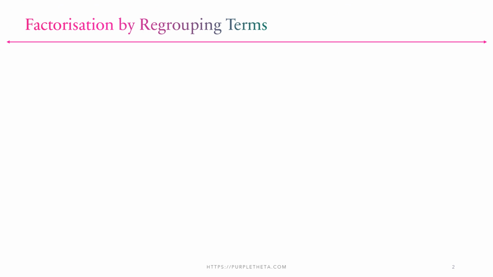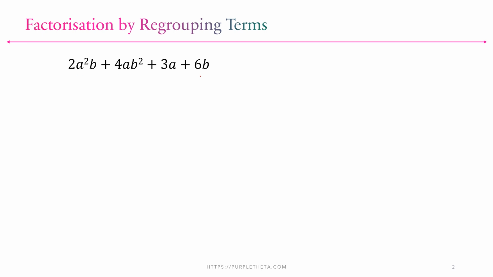Hi, let us continue learning about factorization by regrouping terms. We saw that regrouping helps when no single factor is common across all terms, right? In this video, let us continue learning the same method with a new example. Okay, here is our example. Let us factorize 2a square b plus 4ab square plus 3a plus 6b, right?